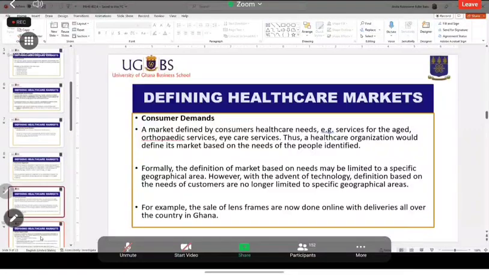Then you can also use consumer demands. And so you can say that you only provide ophthalmological services, that is eye care services, or maybe orthopedic services for the aged, or maternal services. So instead of using a segment of the population, look at what is in demand in a particular area and then provide services for such people. In that case, you have defined your market based on the demands of the people.